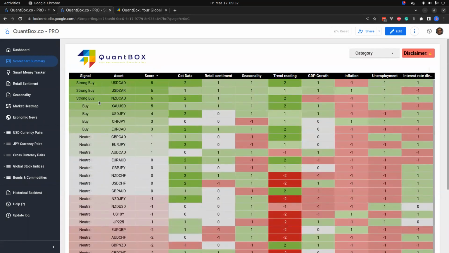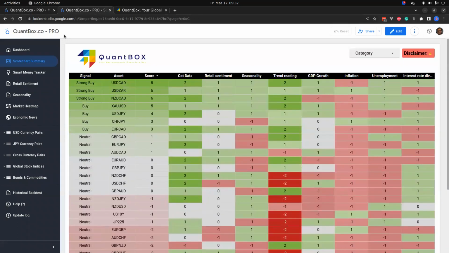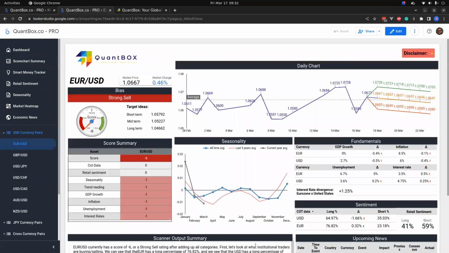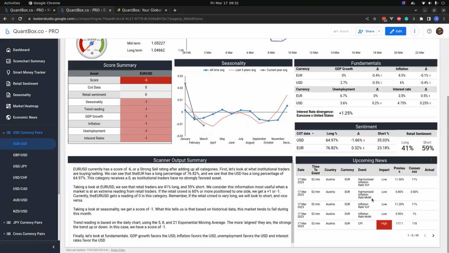come back to this at every market open. Have a look and see what's changed. Use your market heat map, like I've just done at the beginning of the session. Of course, you can dig in much deeper. You could look at this beautiful output summary over here, upcoming news, sentiment. Beautiful stuff over here. What's going up? What's going down? How things are changing.